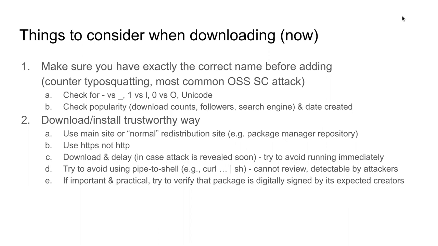Why? Because attackers can take the easy road, and this is easy. Instead of trying to subvert the software, just make another project. Check for dashes versus underscores, ones versus Ls, Unicode characters, and also check its popularity, things like, you know, when was it released? What's the download counts and so on?